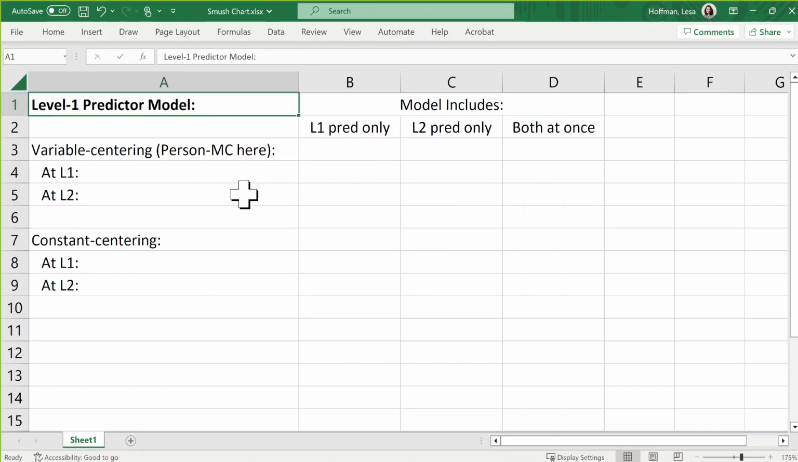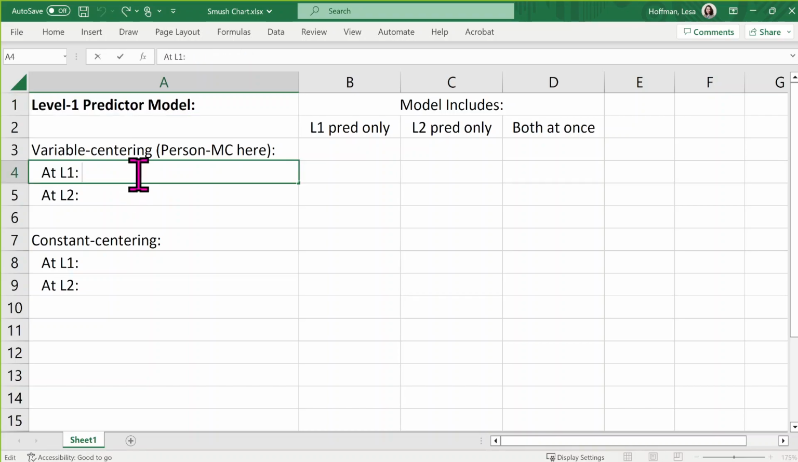So I want to make that point. The distinctions about centering apply to your time varying level 1 predictor only. There is no distinction at level 2. You have to center at a constant because there is no higher level variable. That would make sense. So if I do what I would call variable centering as a more general term, or person mean centering in this context, how do I make my level 1 predictor?